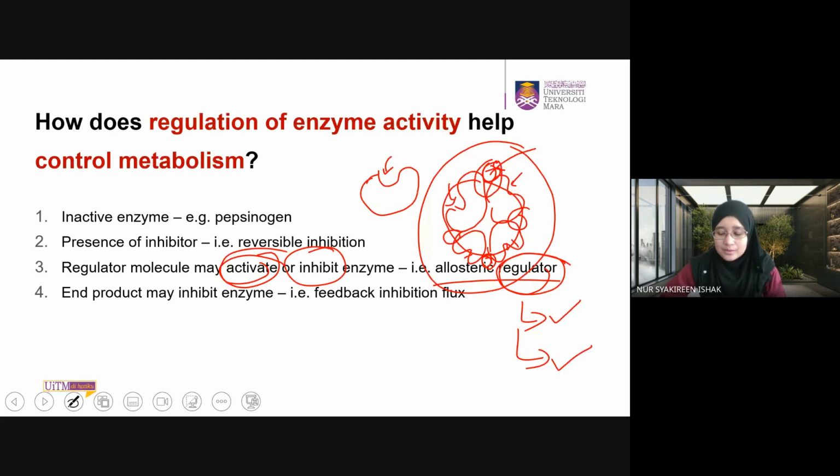For this one, we are going to look at the concept of feedback inhibition later. That involves allosteric regulators, and feedback inhibition is the same concept. So the end products there.